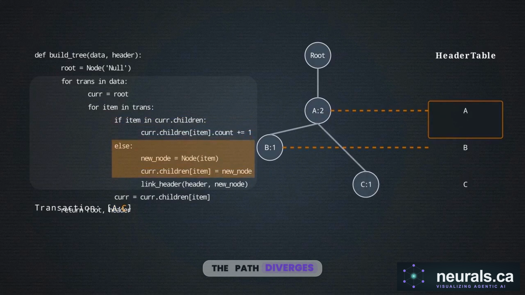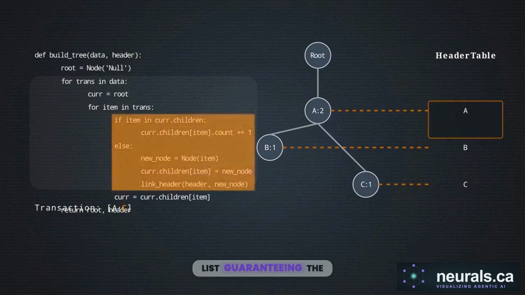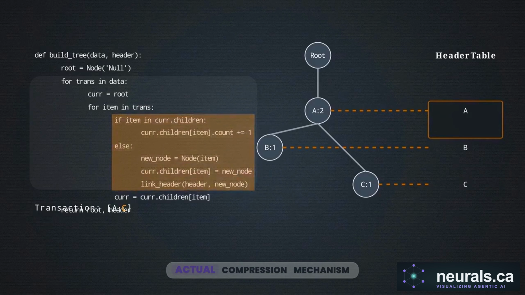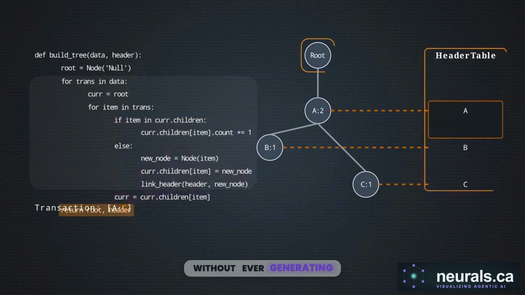But if the path diverges from the established tree, the else block triggers. This is the only time a fresh node is instantiated. Once that new node is created, we use a splicing mechanic. The new node is connected to the header table's side list, guaranteeing the mining phase can find it later. These specific conditional lines are the actual compression mechanism in code. They prove that the tree maps the entire database directly without ever generating or testing a single candidate item set.